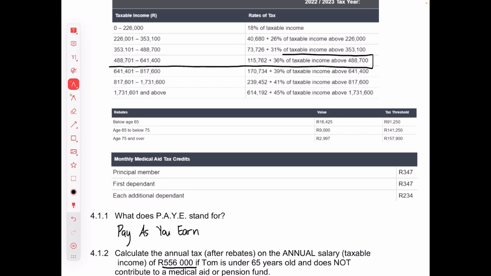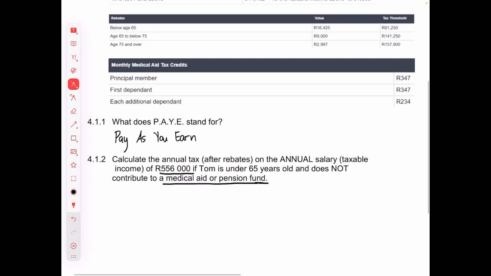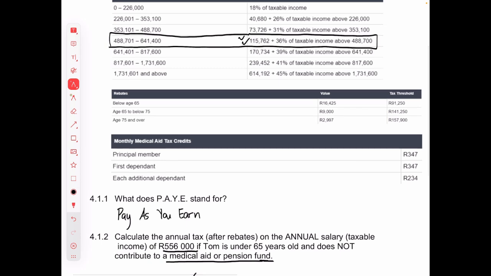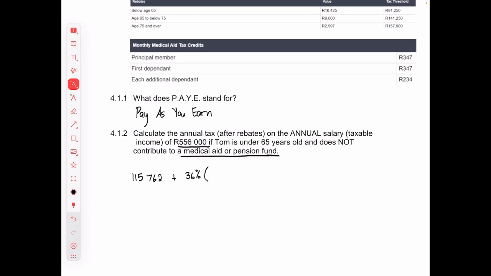So we're going to write this amount out. Okay, so here we're going to write out 115,762. So let's write that out. 115,762 plus 36% of the amount above 448,700, and that comes from this part here. It's the amount above that amount. So what we do is we subtract.